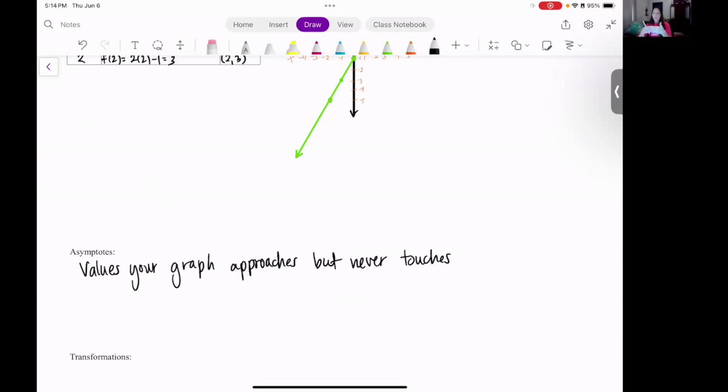Because our domain and our range are all real numbers, I have no asymptotes. Linear functions do not have asymptotes because x is going to take on every single x value and y is going to take on every single y value. So linear functions do not have asymptotes.